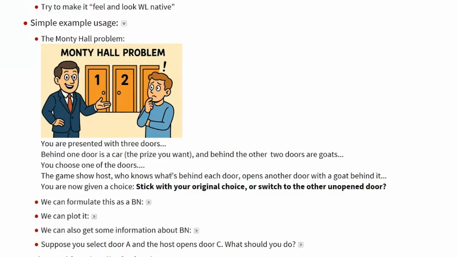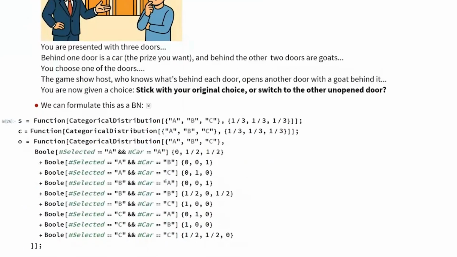opens another door, where he knows there's no car, of course. And so there's a goat behind it, and then asks you, do you want to stick to your original choice or switch to the other unopened door? So you can formulate this as a Bayesian network.